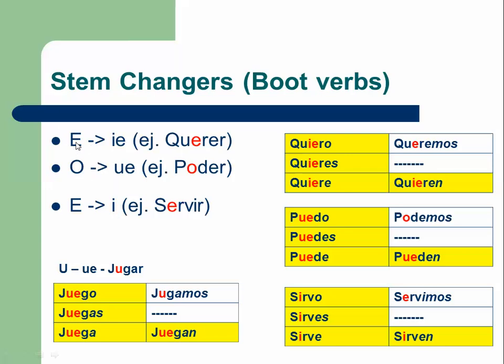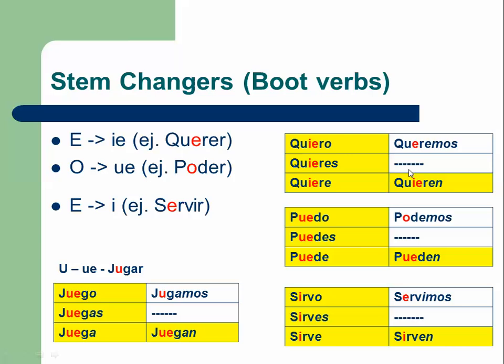And there's no way to confuse the E to IE and the O to UE because the original vowel is either an E or an O. And if it's an E, then it has to change to IE. And if it's an O, then it has to change to UE. So I'm giving you examples of the major ones. This one had an E, so it changes to an IE.